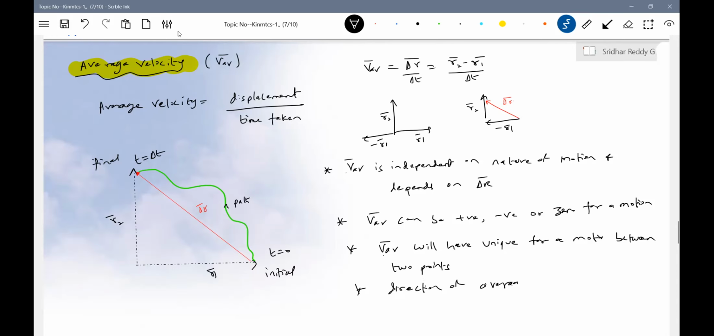Next, one more. The direction of average velocity depends on the resultant displacement vector.